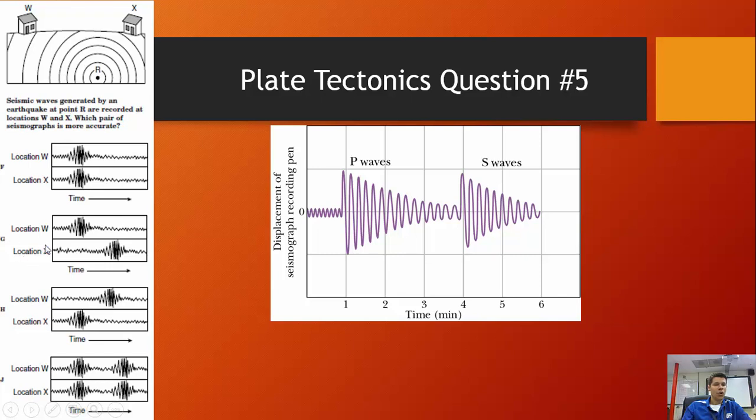So the question is asking you, which of these graphs is correct? Alright, so look at the arrival time of the waves at house W and house X. Would the waves arrive at the exact same time? No, it's going to take longer for the waves to get to house W because it's farther away. So here they're arriving first in house W, so that's wrong. Here they're arriving second in house W. That is absolutely correct. So our best answer here is H, because it's going to take longer for these waves to reach location W than location X, because location W is farther from the epicenter.